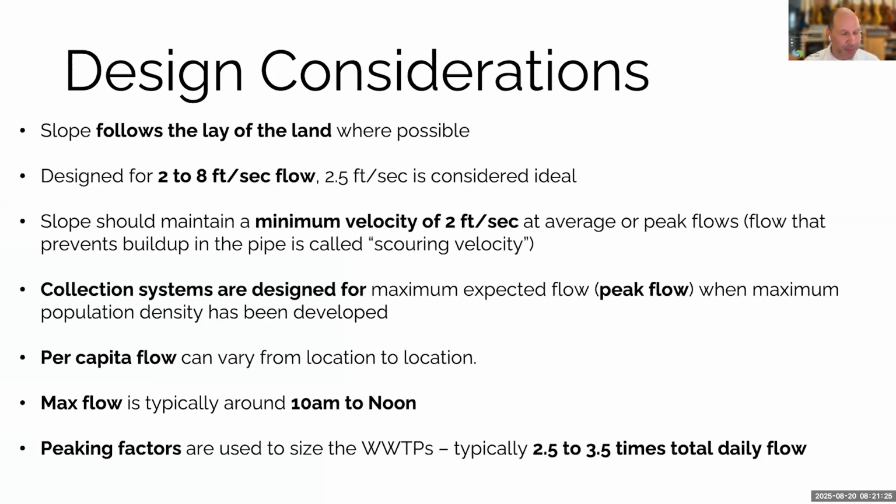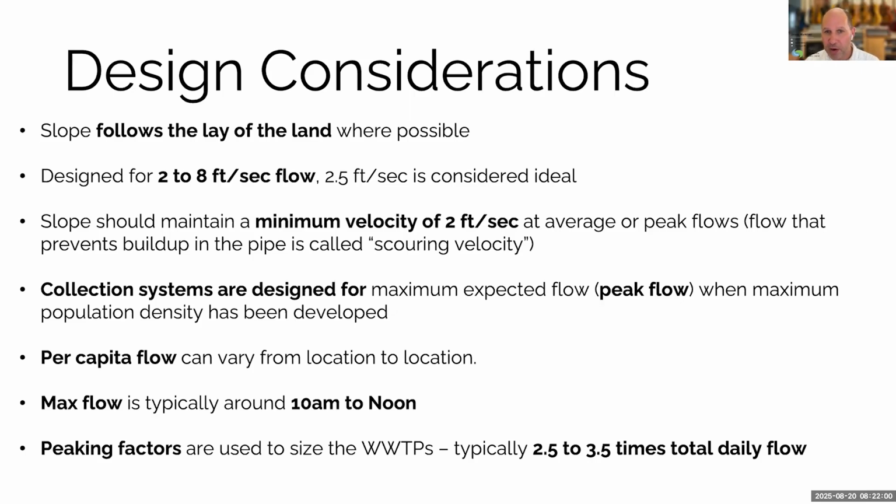So just to summarize some of these design considerations, the pipes are going to typically follow the lay of the land so that you can get the required slope without having to dig really deep. Our design parameters are typically 2 to 8 feet per second. 2.5 is the sweet spot, but 2 is the absolute minimum, and it's referred to as scouring velocity, like cleaning velocity. Collection systems are going to be designed for the maximum expected peak flow once the maximum population has been developed. So again, the system might be a little oversized when it's first installed.